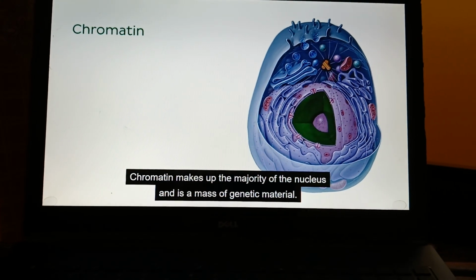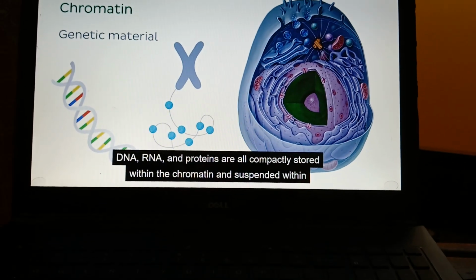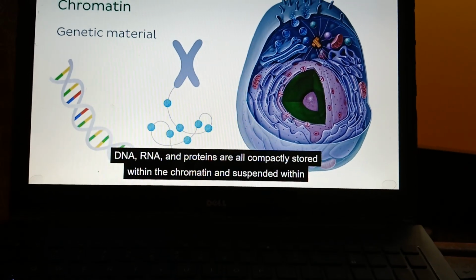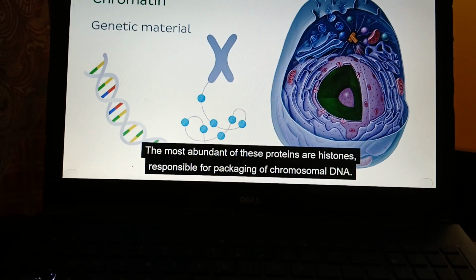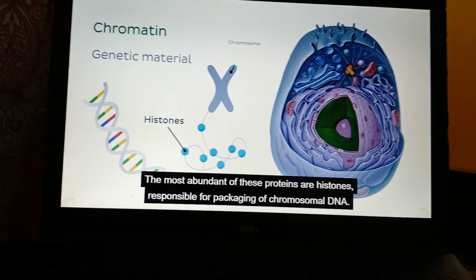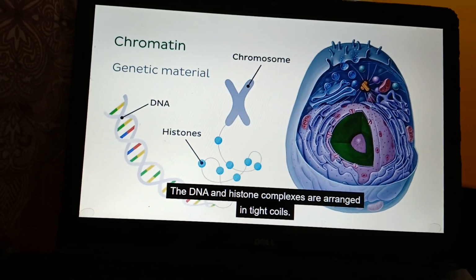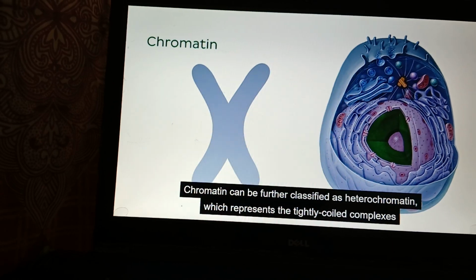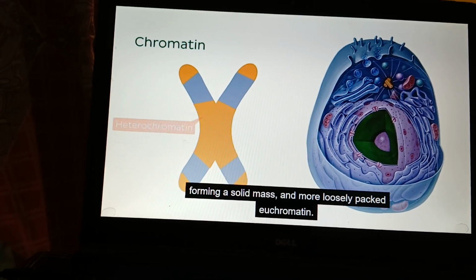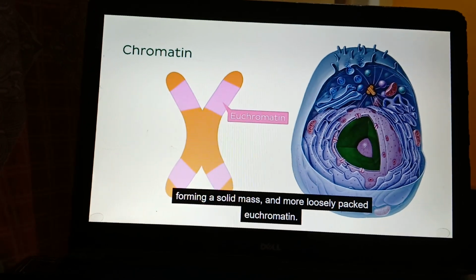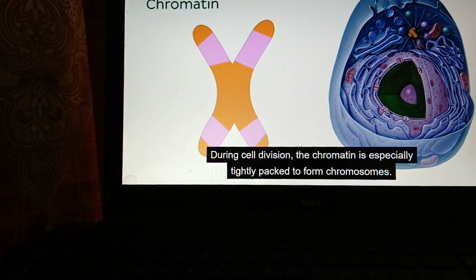Chromatin makes up the majority of the nucleus and is a mass of genetic material. DNA, RNA, and proteins are all compactly stored within chromatin and suspended within the nuclear matrix. The most abundant of these proteins are histones, responsible for packaging of chromosomal DNA. The DNA and histone complexes are arranged in tight coils. Chromatin can be further classified as heterochromatin, which represents the tightly coiled complexes forming a solid mass, and more loosely packed euchromatin. During cell division, the chromatin is especially tightly packed to form chromosomes.